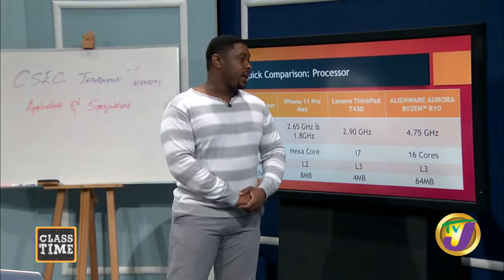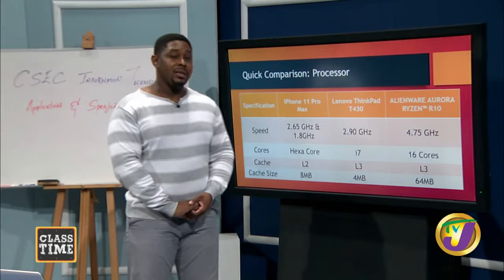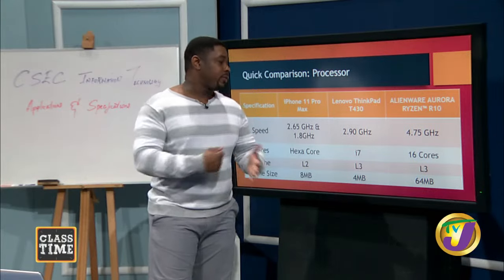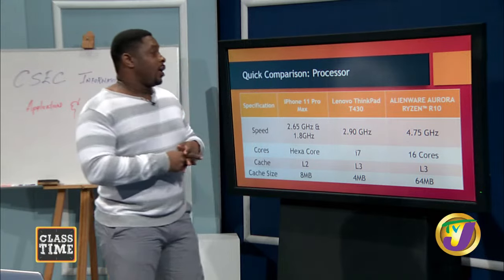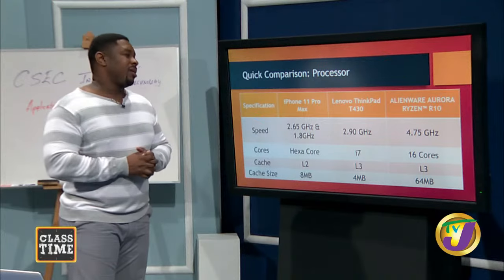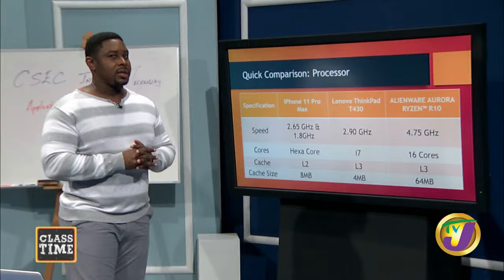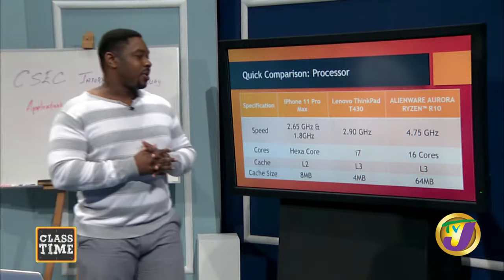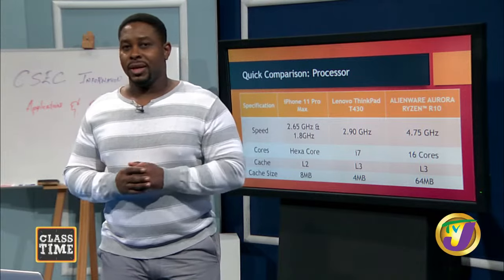And here we have Alienware having 4.75 gigahertz, 16 cores, L3 cache, 64 megabytes of cache. Listen, you have to use computers based on your need, not based on bragging rights. Irrespective of the situation, you need to know what your specifications are.